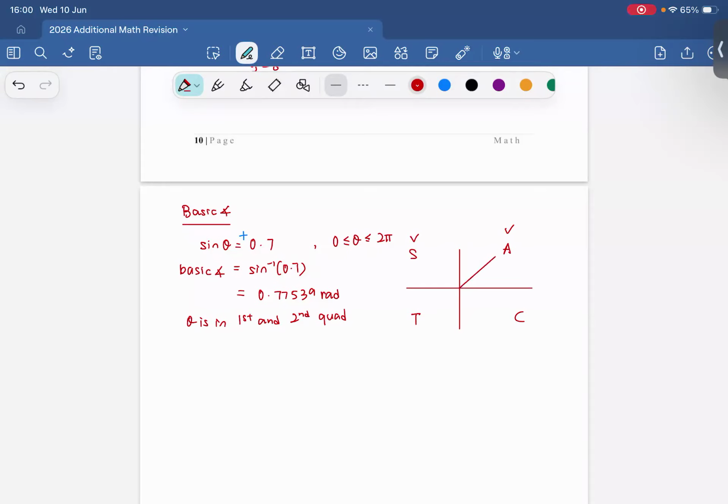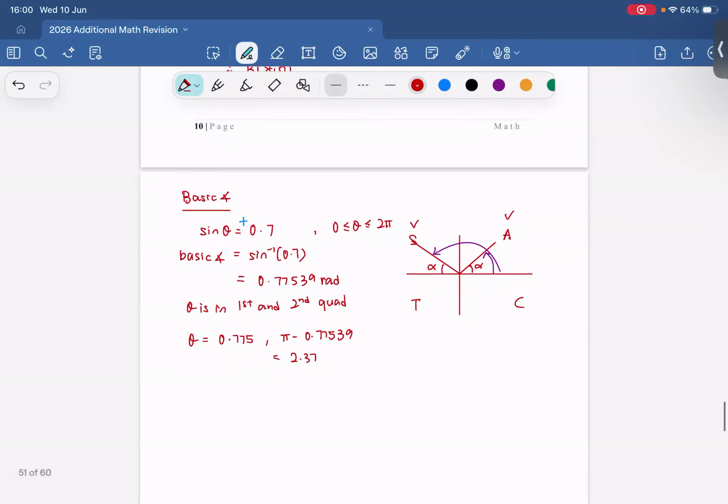Now how does the basic angle look like in your diagram? This is your basic angle. Then where is your theta? Your theta is this and this. So to find theta, in the first quadrant, theta equals alpha, we get 0.775. Then the second quadrant will be pi minus 0.77539. We get 2.37 radian. So this is how you solve a trigo equation. Basic angle and quadrant are something that you must remember.